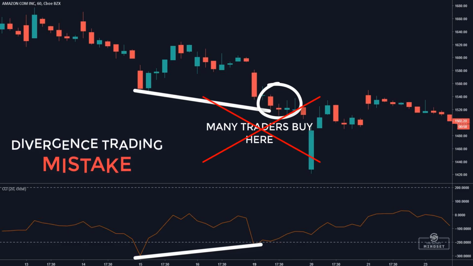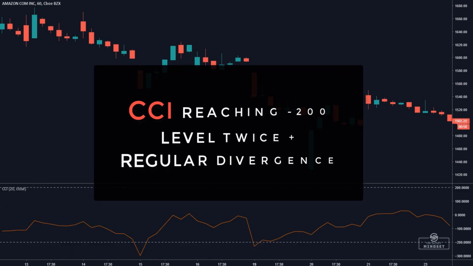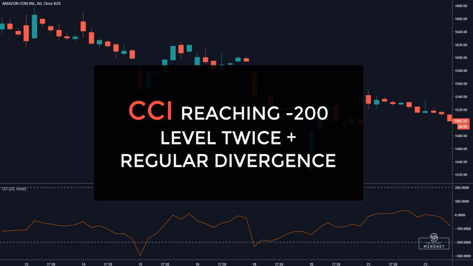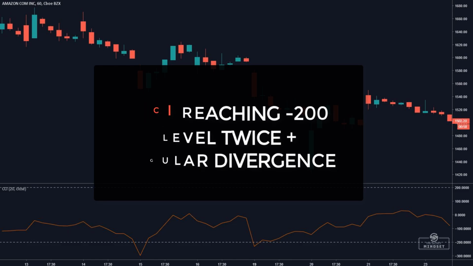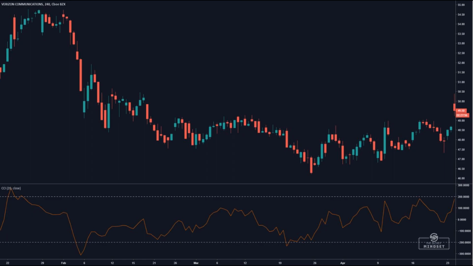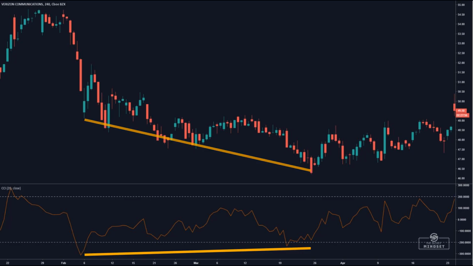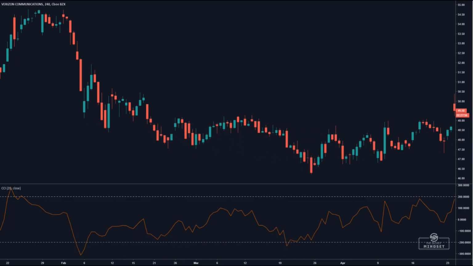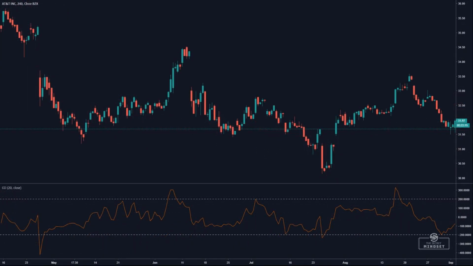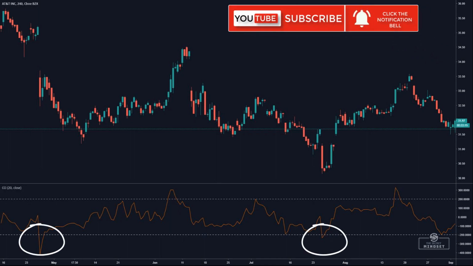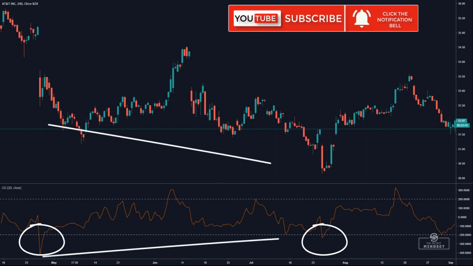Just because a CCI divergence appears on a chart, this doesn't mean that you should automatically enter a reverse position. So we need the CCI to reach -200 or 200 level, but it also has to form a divergence. In this Verizon Communications chart, we spot a regular divergence on the CCI, but we also take into account the first condition, respectively the indicator must reach the -200 level. Here are the same conditions met on an AT&T chart. The CCI reached the -200 level and formed a regular divergence.